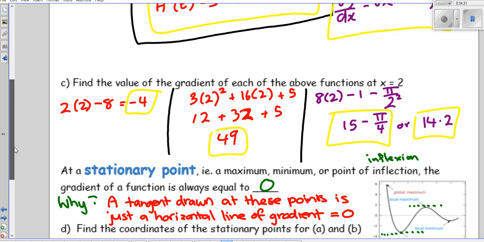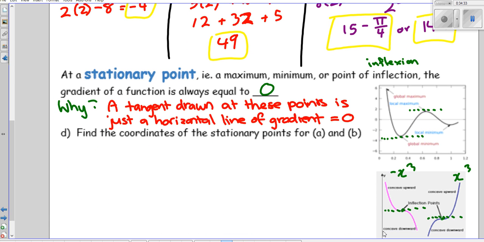Notice I've only just asked you to do it for A and B because that function in C is different. So our thing was 2x minus 8, set it equal to 0. So then you'll probably get 2x equals 8. So our coordinate for x must be, what would you say it was? 4. Good, yeah. So we've got our x coordinate. We just now need the y coordinate.